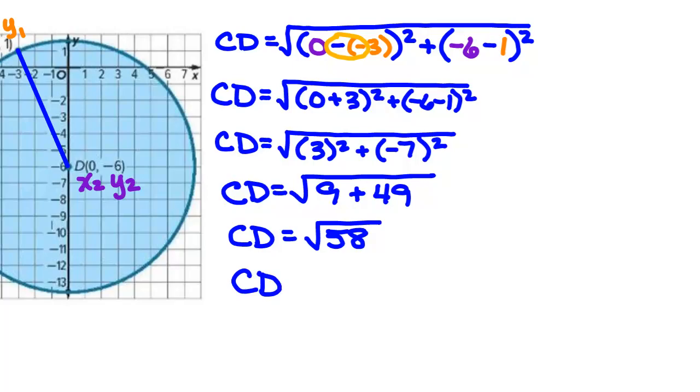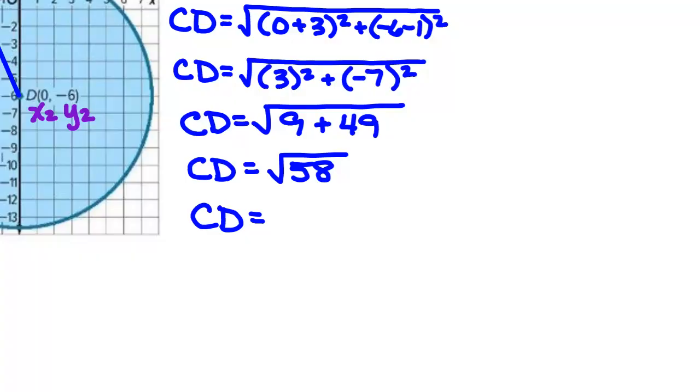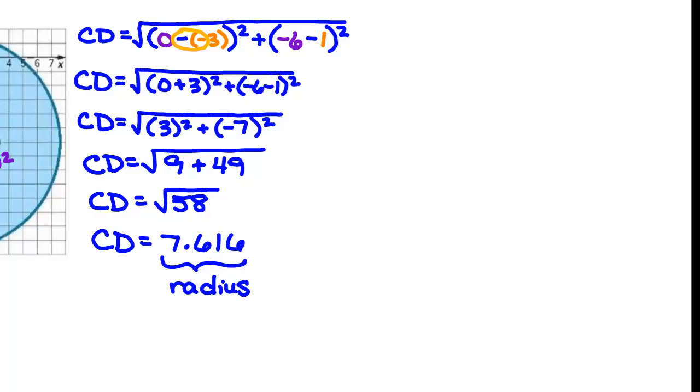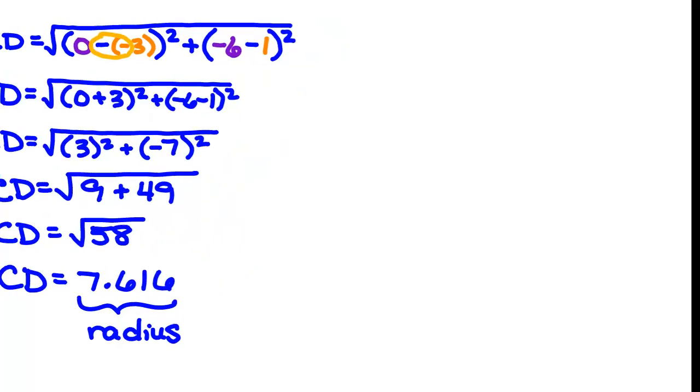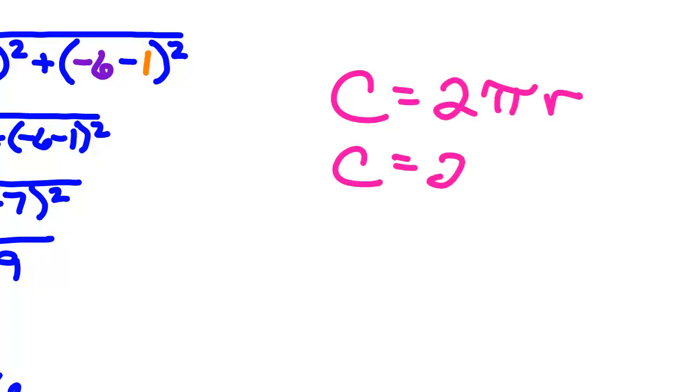And then we pop that into our calculators. What is the square root of 58 taken out to 3 decimal places? 7.616 if we take it out to 3 decimal places. Here's our radius. All right, so circumference now. Circumference equals 2 pi times the radius. So I have 2 pi times 7.616.